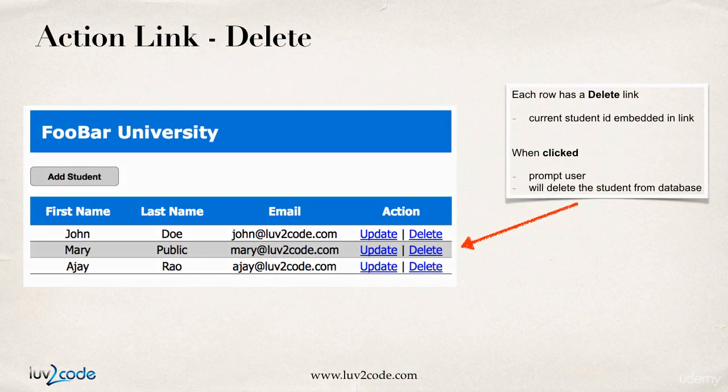Now, a little bit more about this action link. So each row will have a delete link, and basically this link has the current student ID embedded inside of it. So like you saw in the demo, when you click this link, it'll prompt the user first. It'll actually go and delete the student from the database.